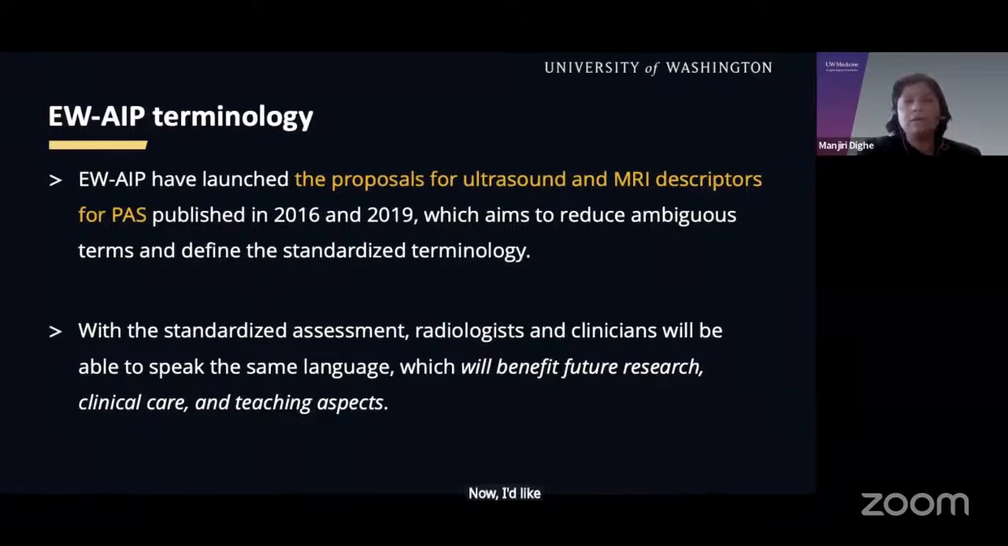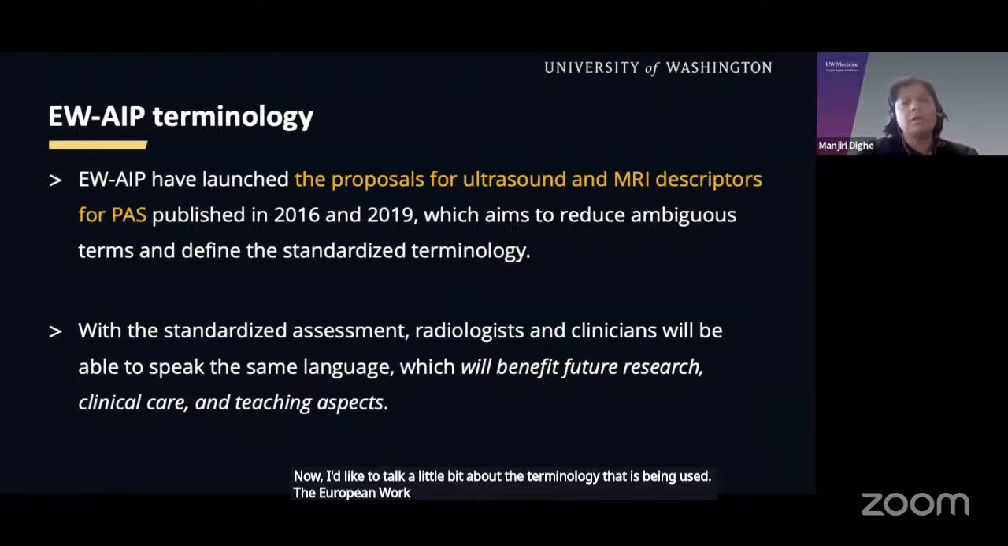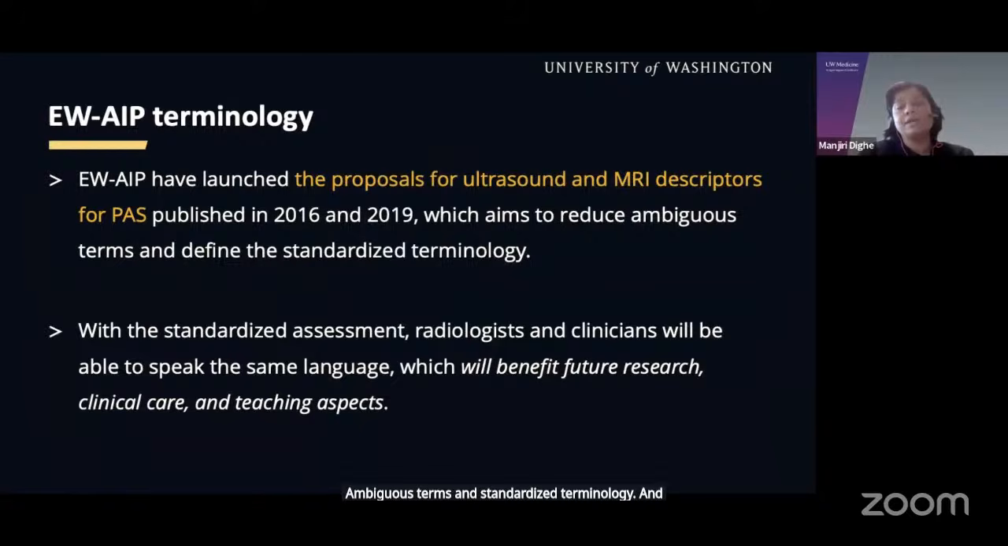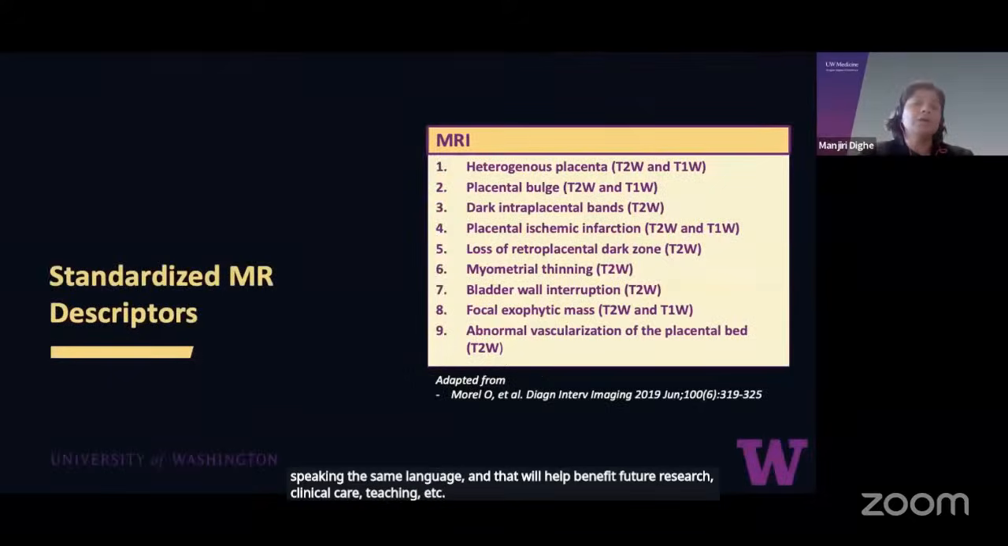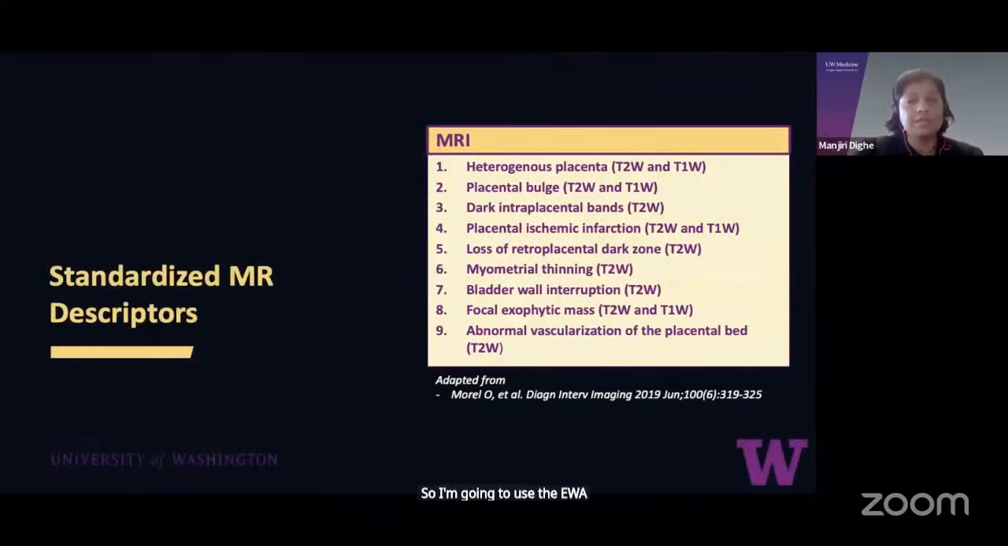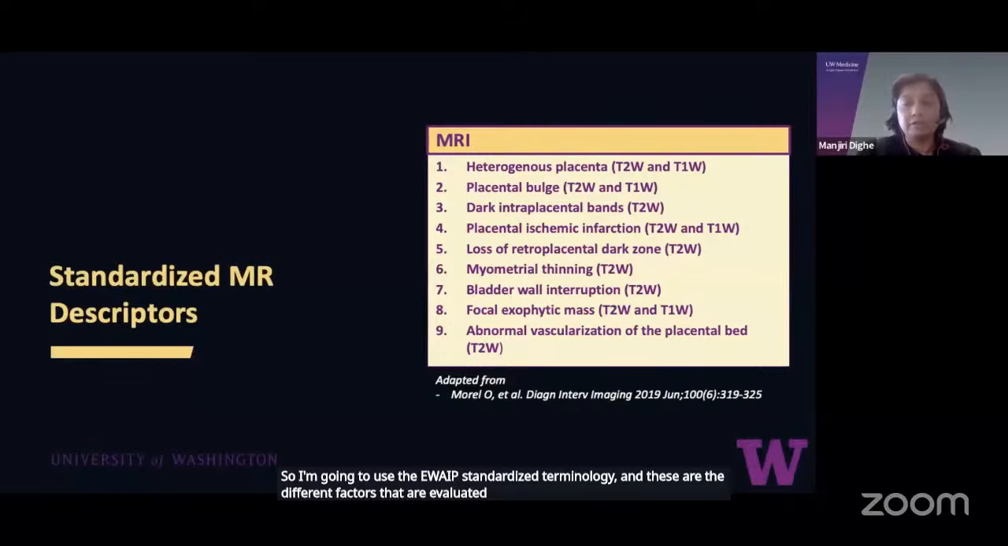Now, I'd like to talk a little bit about the terminology that is being used. The European Working Group on Abnormally Invasive Placenta launched a proposal for ultrasound and MRI descriptors that helps reduce ambiguous terms and standardize terminology. And the hope is that with the standardized assessment, the radiologist as well as the clinicians will be speaking the same language, and that will help benefit future research, clinical care, teaching, etc. So I'm going to use the EWGAIP standardized terminology, and these are the different factors that are evaluated through that particular standardized description.